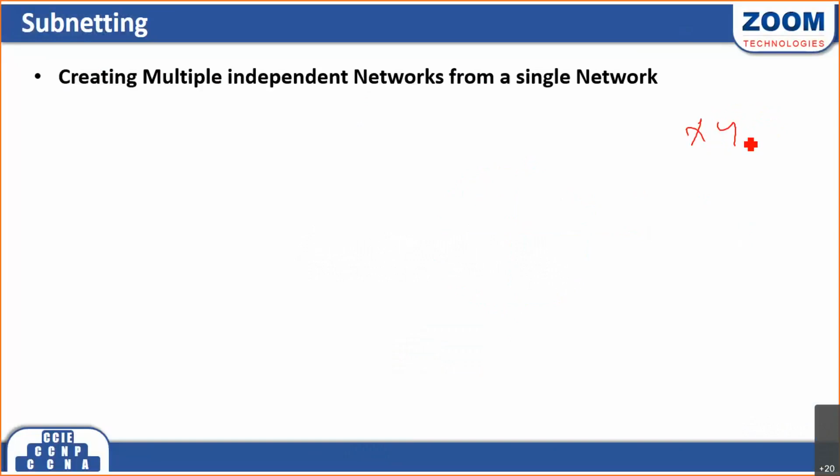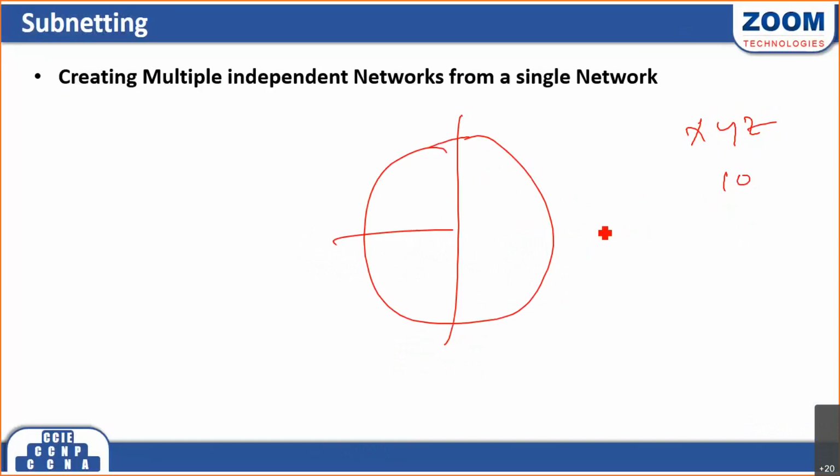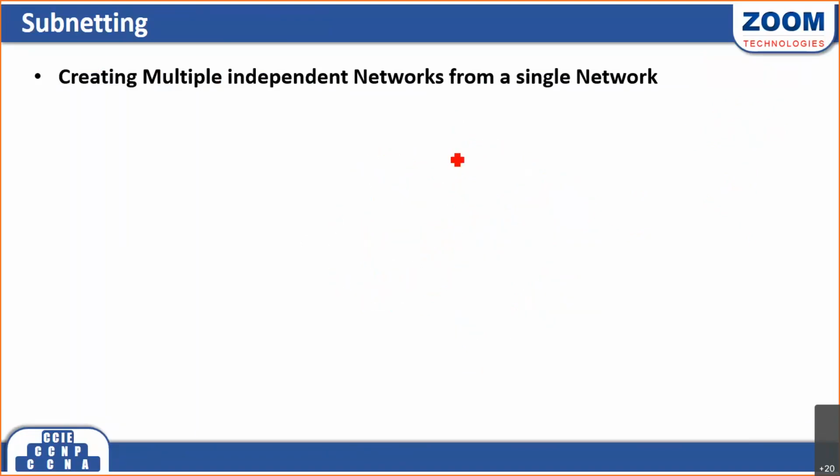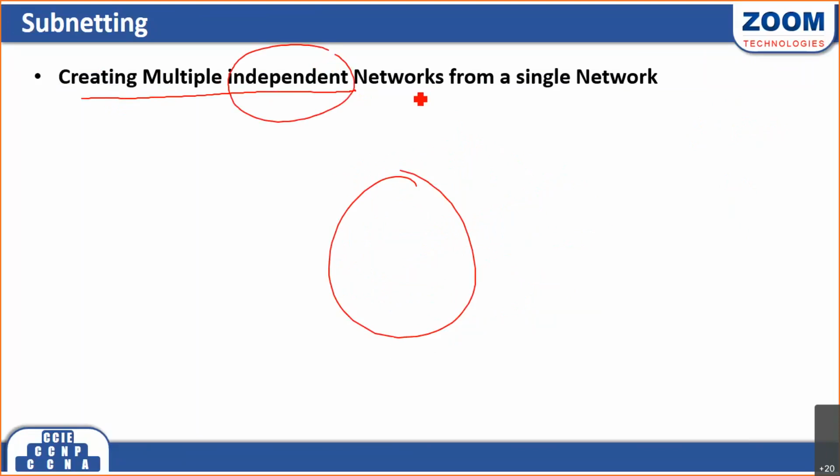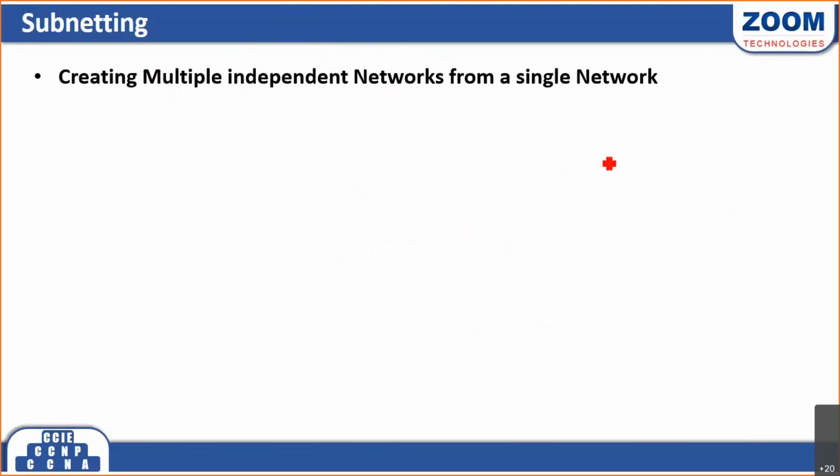If your Office XYZ requirement is 10 departments, then don't go with 10 different networks. Use one network and divide it into 10 different parts. So we can take one network and, based upon the requirement, customize it as needed. We are creating multiple different networks from a single network. A single network can be a class A, class B, or class C network, and from it we can divide into multiple different networks.